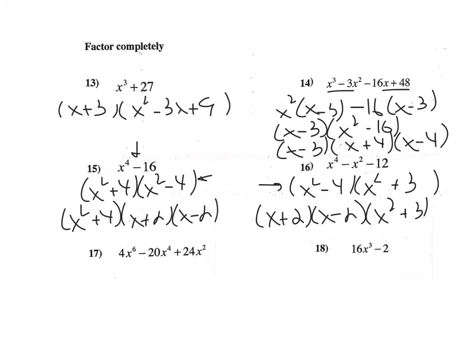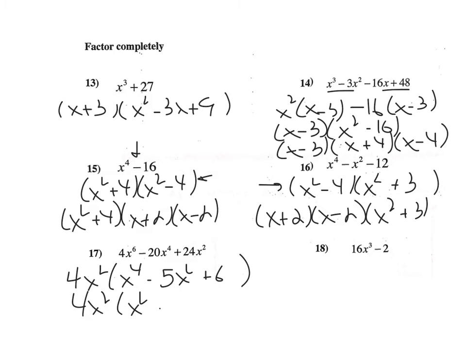Two more. On number 17, every time you start to factor, don't forget you're always looking for a GCF. So I'm taking out a 4 and an x squared. That will leave x to the 4th minus 5x squared plus 6. Then factor what you have left inside, which would be (x squared minus 3)(x squared minus 2). Now this time you're good to leave it like that, because those aren't differences of squares, because 3 and 2 do not have a square root.